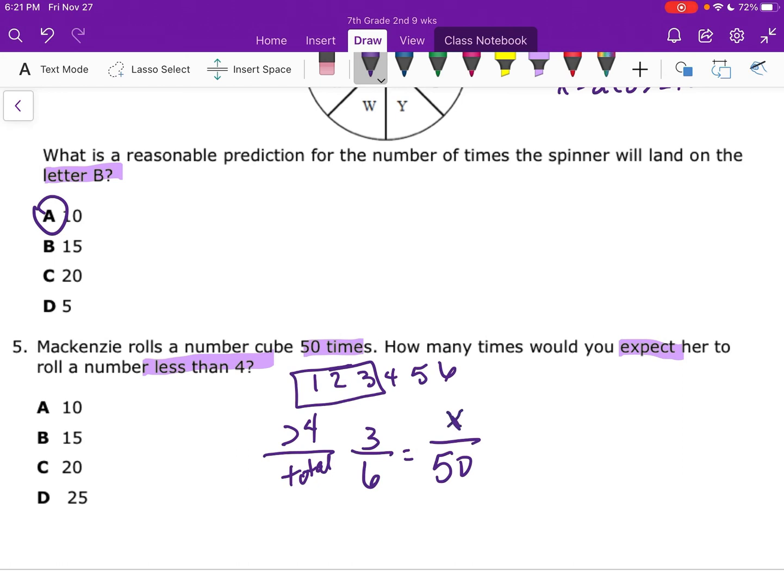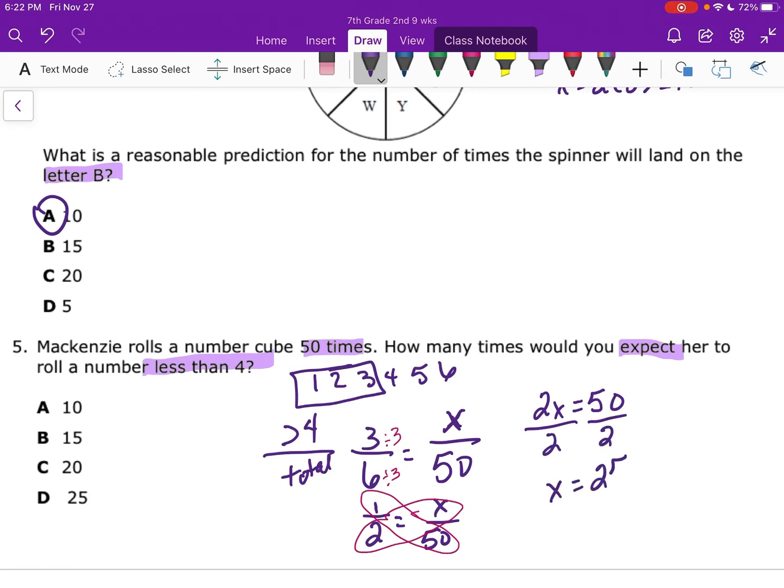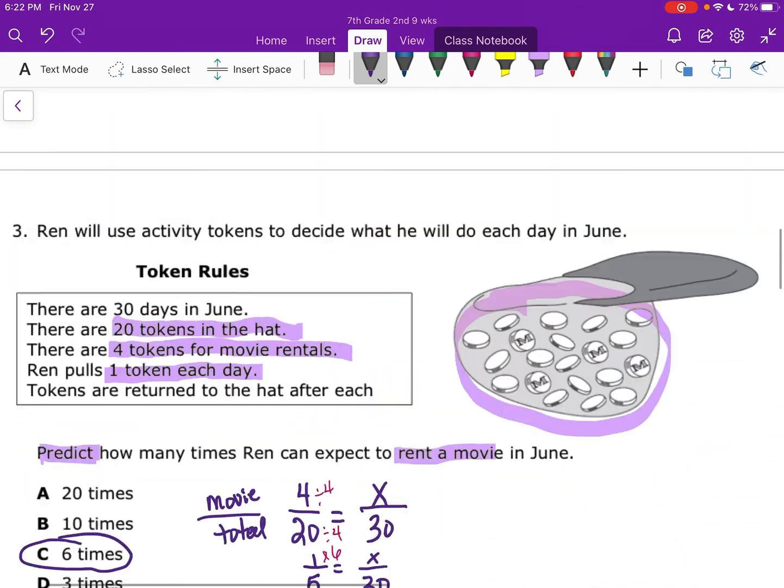But if you don't see that relationship, then let's go ahead and simplify. And that will be 1/2 equals x over 50. Cross multiply, or I know half of 50 is 25. We haven't cross multiplied in a while though, so let's cross multiply. So 2x will give me 50 times 1, which is 50, divide by 2, and x is 25. So it should happen about 25 times out of 50 rolls.